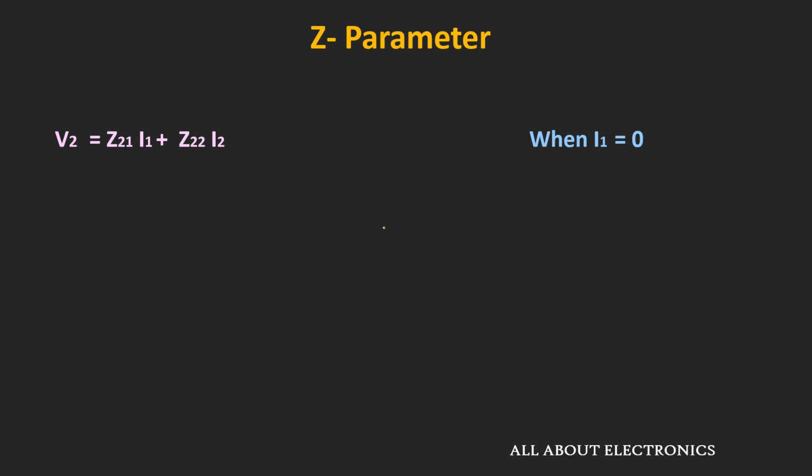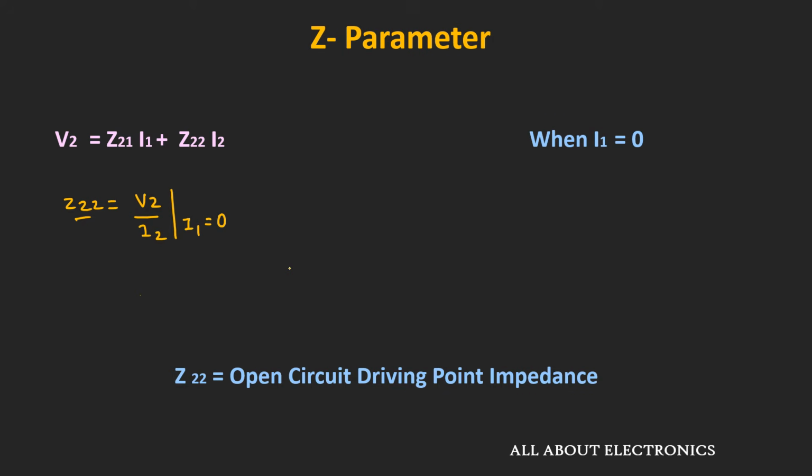And likewise, with current I1 = 0, from the second expression we can write Z22 = V2 / I2 when current I1 = 0. So this parameter relates the output voltage with the output current when port 1 is open circuited. So it is known as the open circuit driving point impedance, or simply the output impedance of the two-port network when port 1 is open circuited.